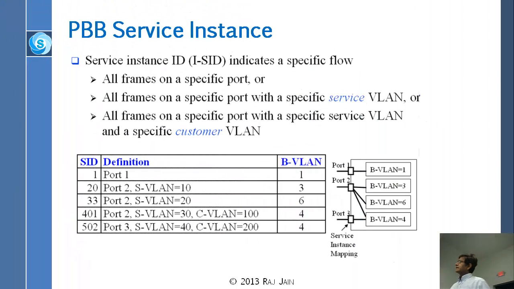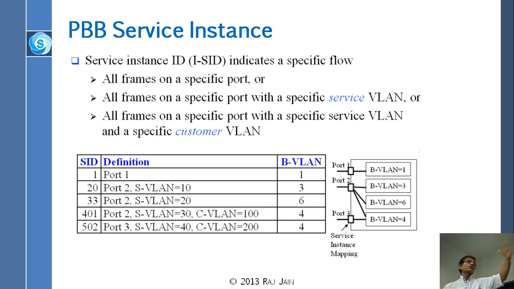So what is a service? A service could be all frames coming on a specific port. Everybody coming through that door is one service, because that door goes to Bank of America. Or everybody coming on that door with a service VLAN of AT&T. Anybody who is coming through that door and came from AT&T has the service VLAN of AT&T. Remember that in PB, that was called SVID. So if your SVID is 5, you go on this service. Your service number is something. Or anybody coming from a specific port with a specific service VLAN with a specific customer VLAN.